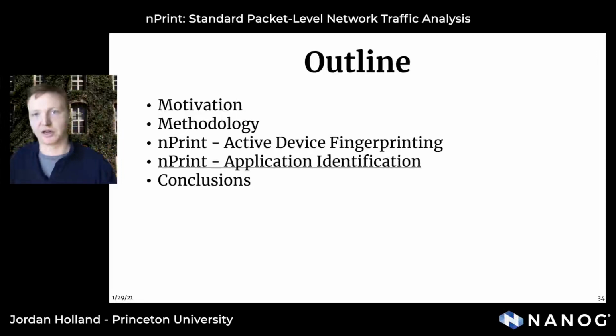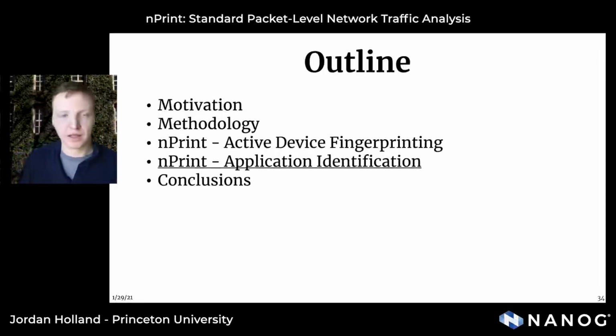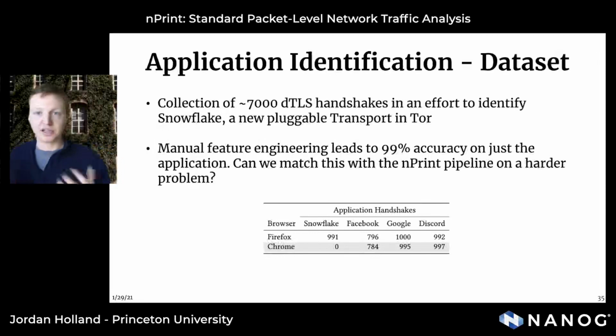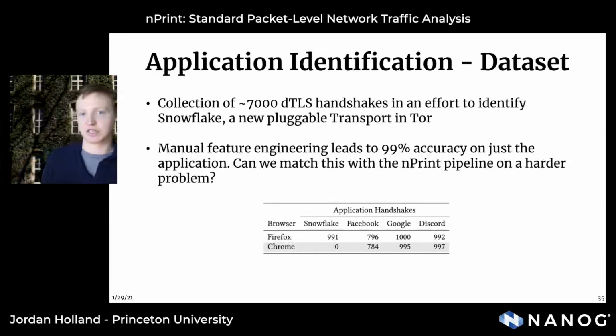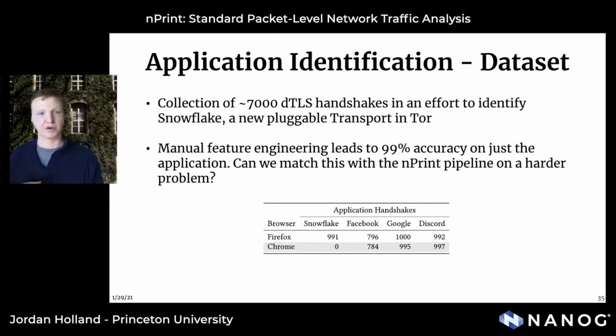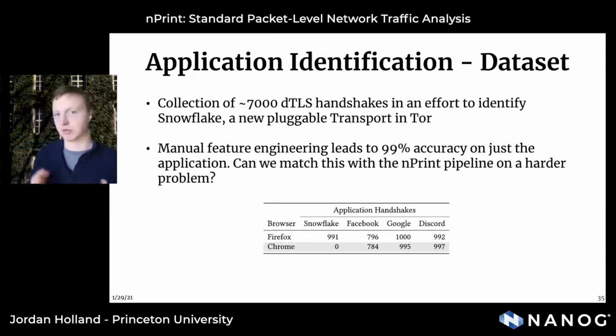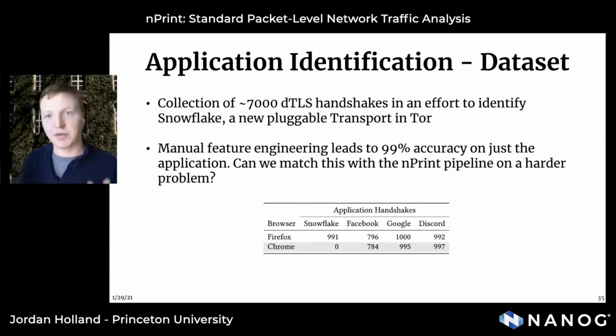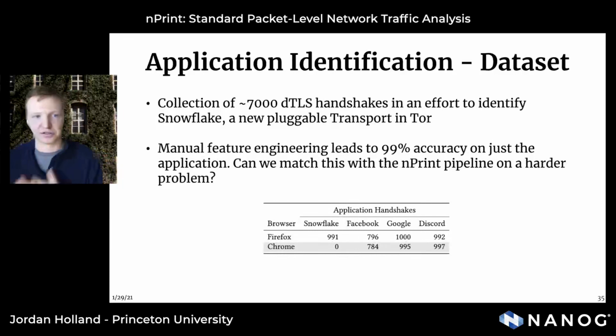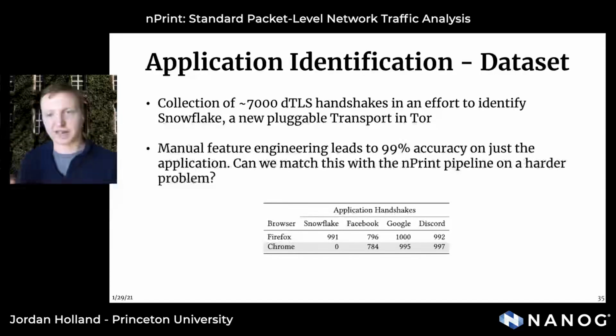This is very brief, just to show the breadth of nPrint. The data set for application identification was a collection of 7,000 DTLS handshakes. This was an effort to identify Snowflake, which is a new pluggable transport in Tor. The author of this was able to manually extract a bunch of features that lead to 99% accuracy to determine the application that was in the handshake.